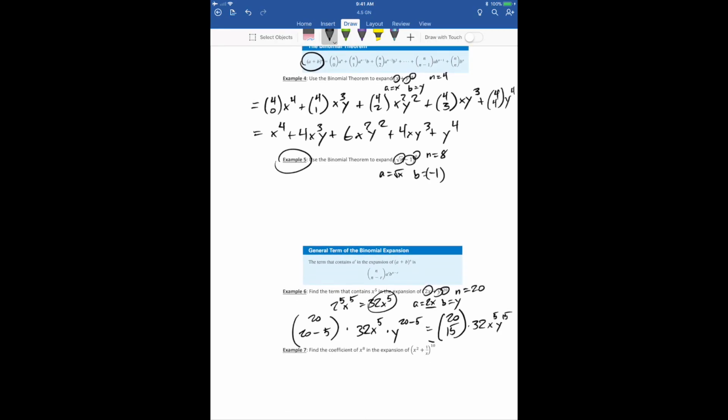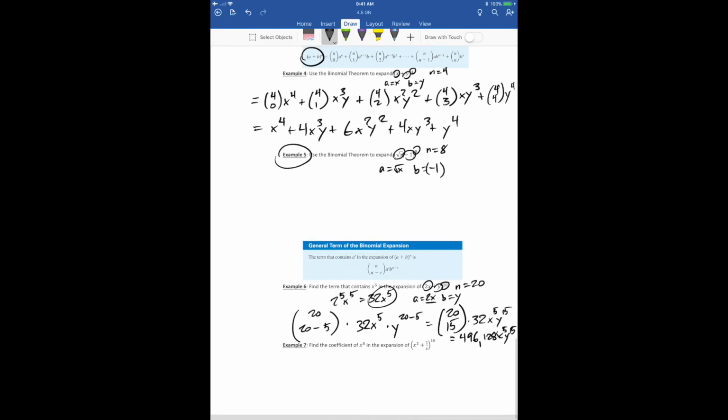Plug all that into calculator, you get, actually I don't want to cover the next problem, 496,128 x to the 5th, y to the 15th. And that's my answer. So in that huge expansion, this is the term that contains x to the 5th. So there are definitely times when we are interested in finding the term that contains a particular power of a number. And this is how we do it.